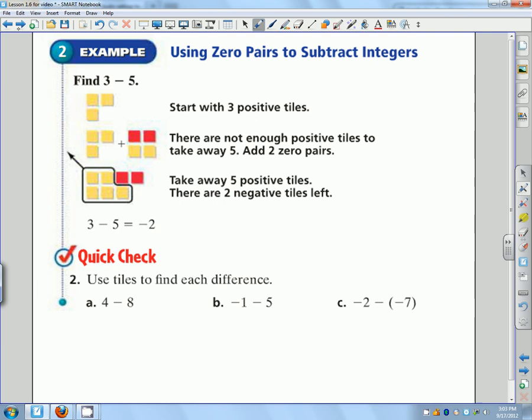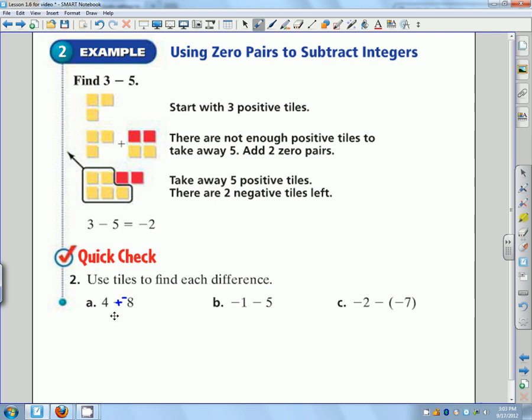Next, you can use zero pairs to subtract integers. It's kind of confusing if you don't like the tiles. Look up here, you can tell. But let's just try these problems without tiles and just use our foldable. So we have 4 minus 8. So what you can do is you can add a negative. So that means 4 plus -8.